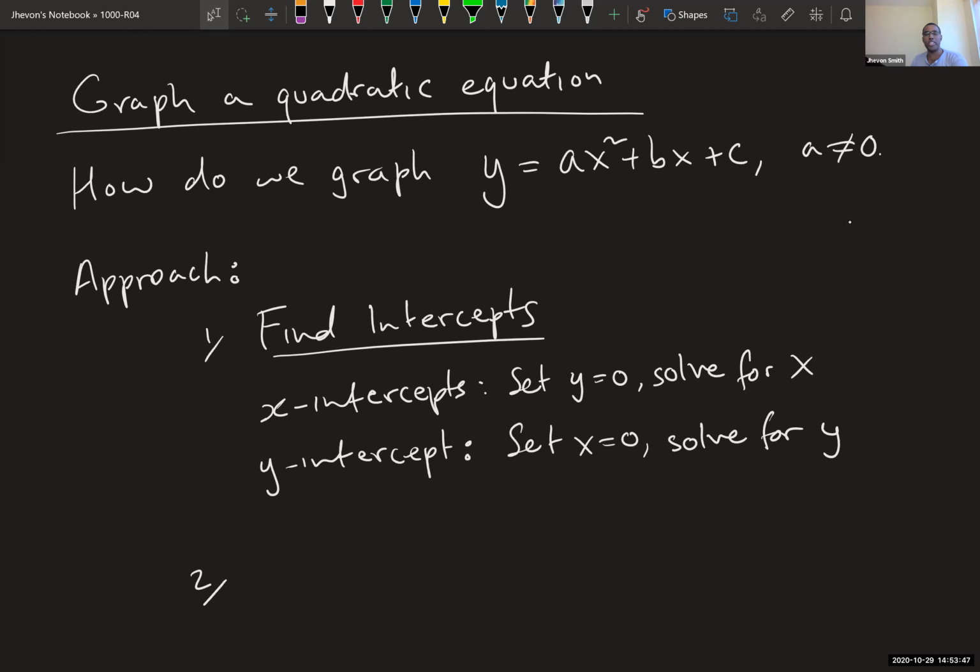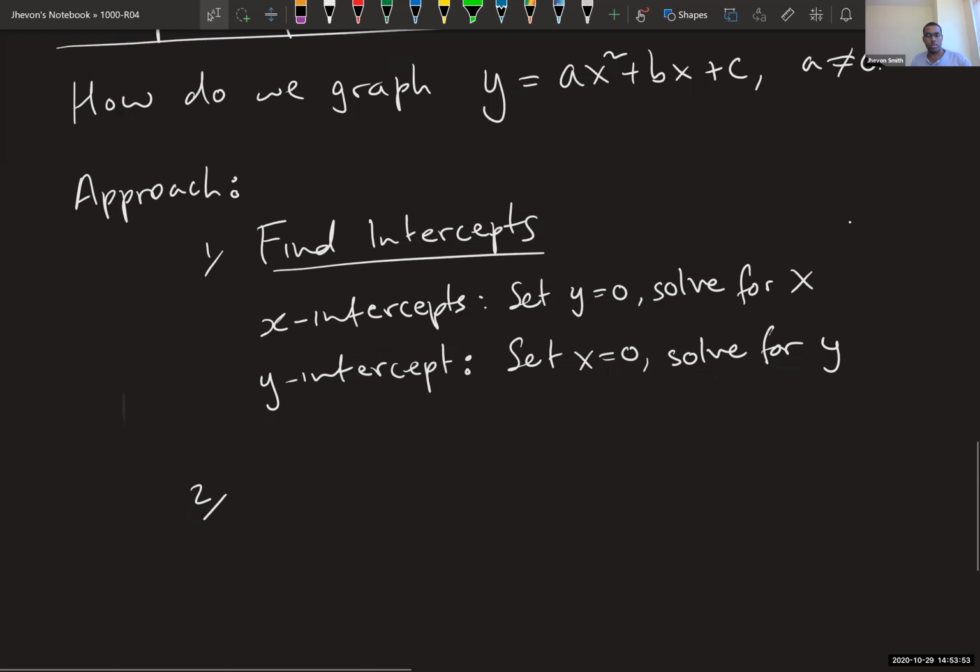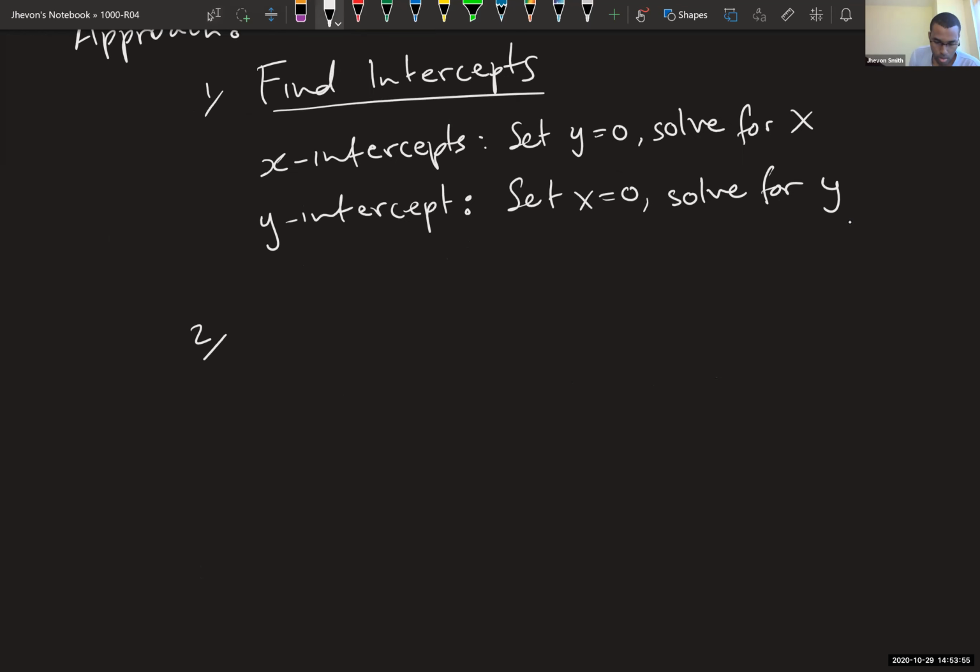I want to draw a picture. What is the next thing I do? You plot the points in the graph and then you just like draw it. Yeah, plot the intercepts. And draw a parabola through them.